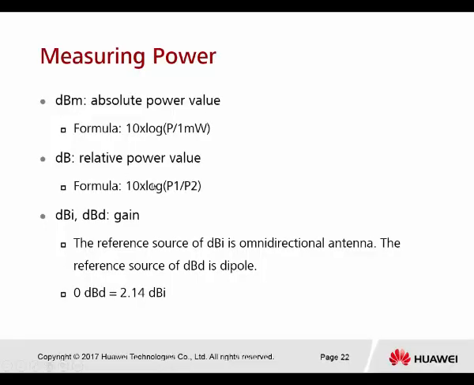So this is the formula for you to understand how to do the calculation. Hopefully this will help you. And the last one here: the reference source of dBi is the omnidirectional antenna, and the reference source of dBd is the dipole. So they already give you that 0 dBd is equal to 2.14 dBi.